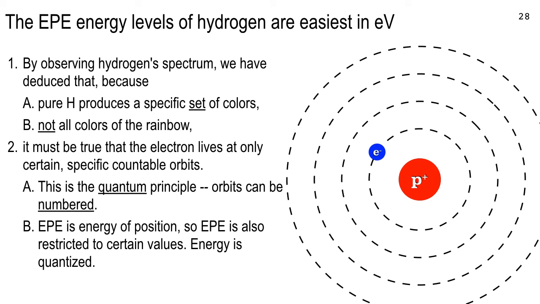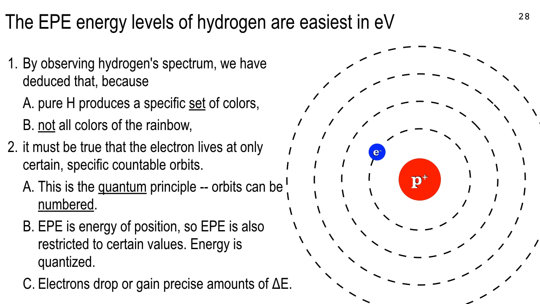Okay? So now EPE is the energy of position. EPE is also restricted to certain values, and we say that energy is quantized. So the orbits are quantized to certain distances. The inner distance for hydrogen is the Bohr radius. Now the outer orbits, we've got three outer orbits here, and they're multiples of the Bohr radius. They correspond to lower voltage, and for the electron, higher potential energy out there.